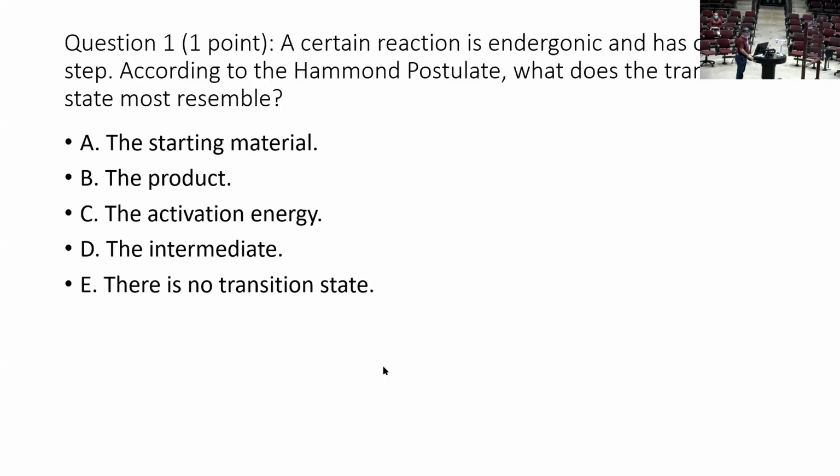Good. So my first question, I'll start it in just a moment. A certain reaction is endergonic and has one step. According to the Hammond postulate, what does the transition state most resemble? And there is enough information here to figure this out. If I were you, I would start with just sketching a quick reaction energy diagram and then applying what we said a couple classes ago about the Hammond postulate.